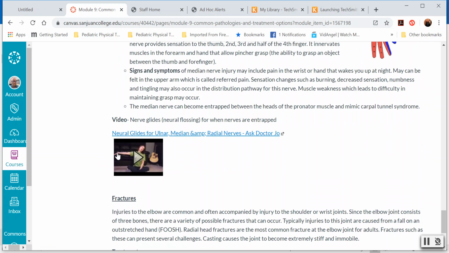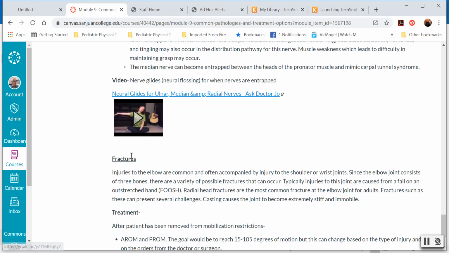And then here's a really good video for what's called neural flossing or nerve glides on how to help those nerves get stretched, because nerves get tight and pinched and shortened even the way that muscles can, or they can even get entrapped in muscles. And so these are stretches basically for your nerves to improve the length and improve conductivity within the nerves.